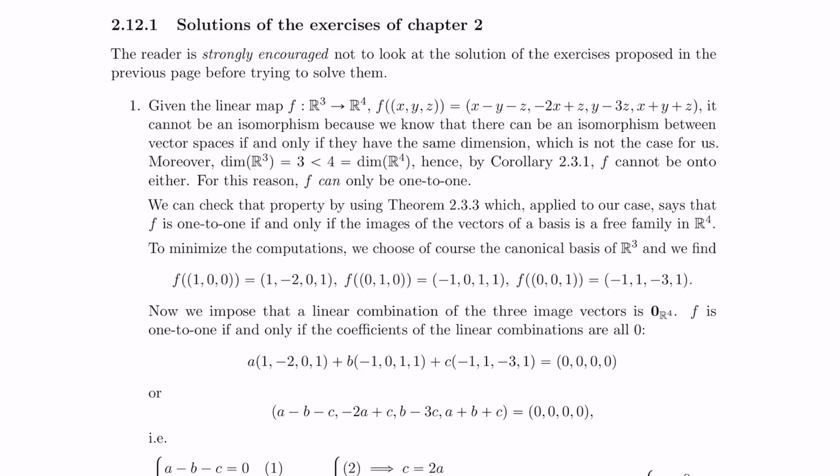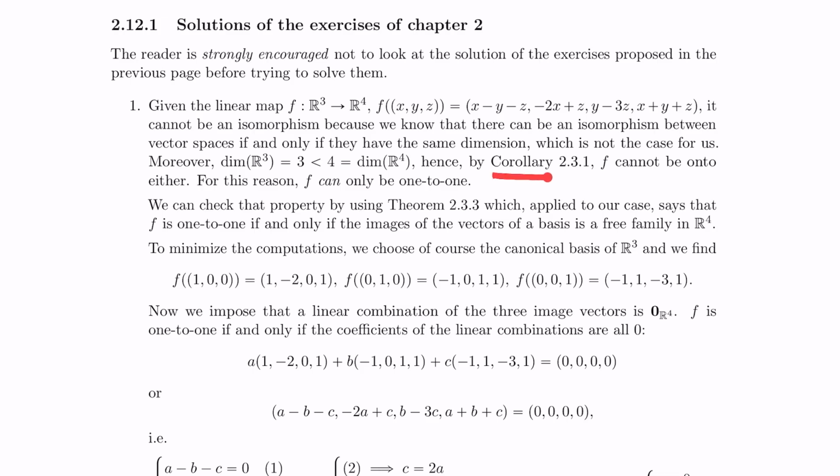The answer to the question, is f an isomorphism, is immediate. In fact, we know that there can be an isomorphism between vector spaces if and only if they have the same dimension. But f is a linear map between R3 and R4. R3 has dimension 3, R4 has dimension 4, and so f cannot be an isomorphism.